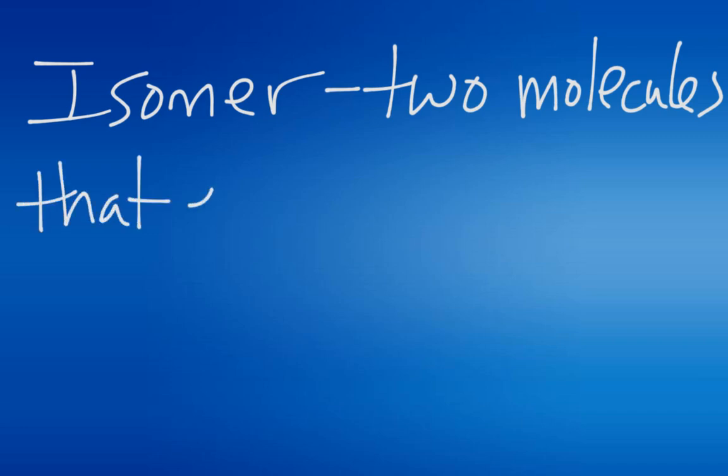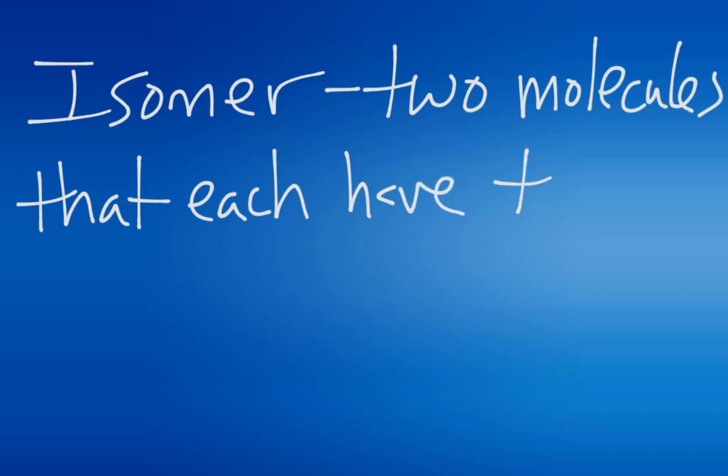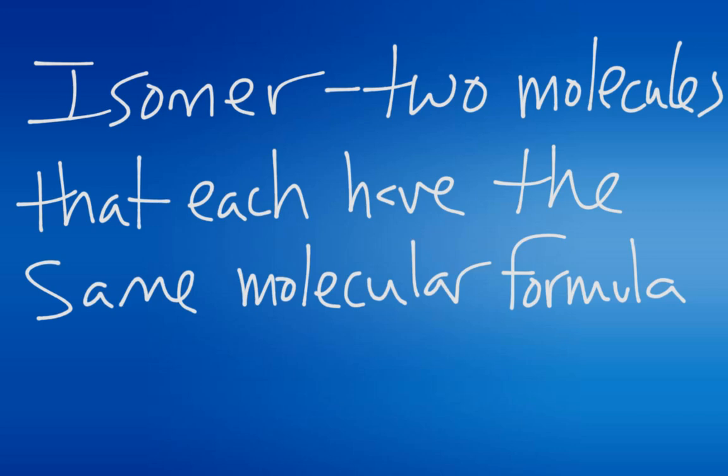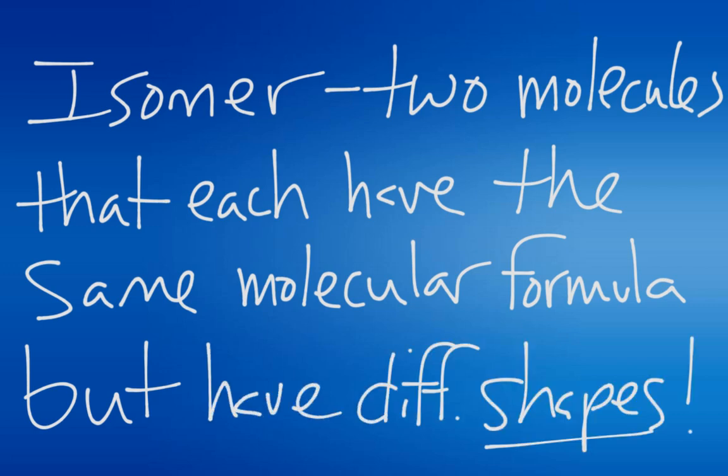So let's start by defining what an isomer is. An isomer is basically a molecule, or excuse me, it's actually two molecules that would be isomers that each have the same molecular formula, but they're going to have different shapes. So they're going to have the same molecular formula, and if you recall, the molecular formula just simply means the actual elements that molecule is composed of. They'll have the same elements and the same number of elements, but their structure is going to be a little different. So one thing you may wonder is, why does that matter?